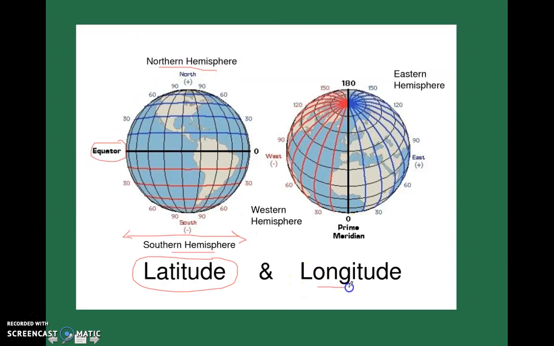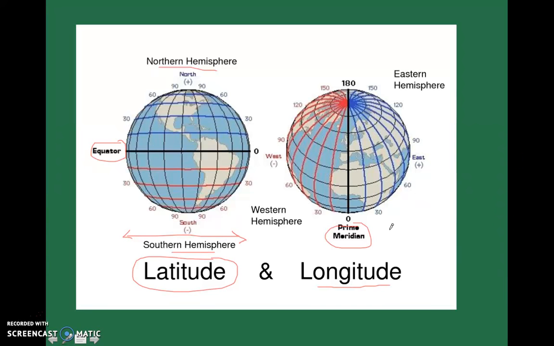Lines of longitude are vertical, and the line that divides the Earth into eastern and western hemispheres is called the prime meridian. Lines of latitude and longitude are expressed in degrees. Lines of latitude begin with 0 degrees at the equator and go up to 90 degrees north or south at the poles. Lines of longitude begin at 0 degrees, or the prime meridian, and they go up to 180 degrees east and west.